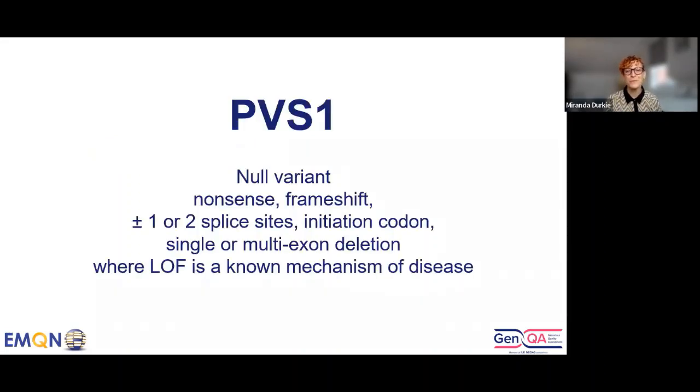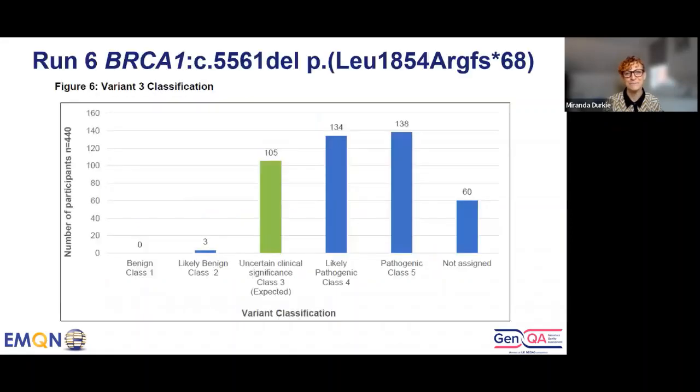So I'm going to start with PVS1. PVS1 is the code that we use for a null variant. This could be a nonsense, a frameshift, a canonical splice site, or an initiation codon, or a copy number variant, obviously where loss of function is a known mechanism of disease. And a lot of people think that PVS1 is quite an easy code. Actually, there are loads of complexities. So next slide, please.